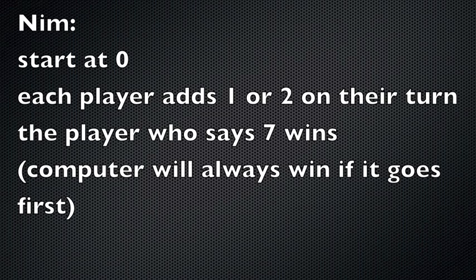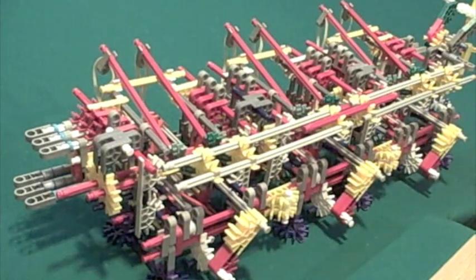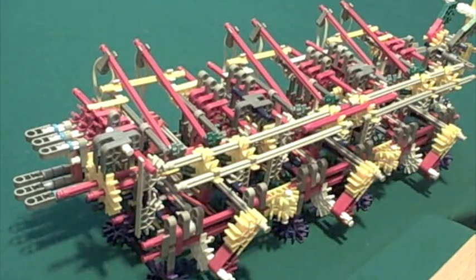So the game I'm going to play with my computer is called NIM. Each player starts at 0, and the player who goes first adds 1 or 2, then the next player adds 1 or 2 on top of that, and the player who says 7 wins. Often you'll find this game played up to 21 or around there, where the player who says 21 wins, or sometimes the player who says 21 loses. But for the case of this computer, it can only count up to 7, so we'll just do it with 7.